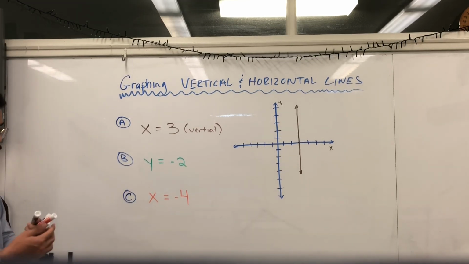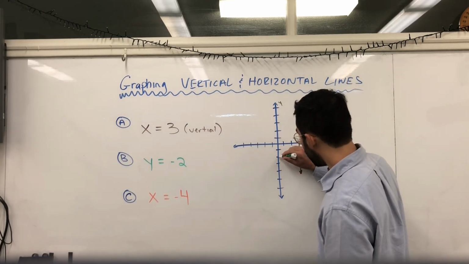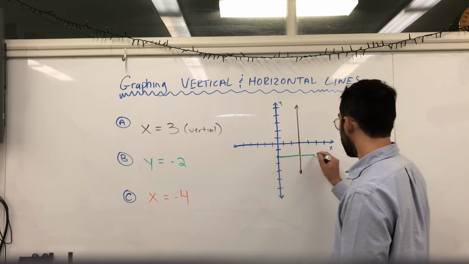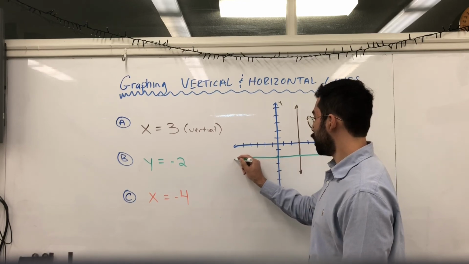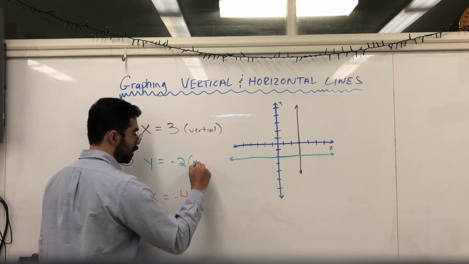Next one, we've got y is equal to negative 2. It's going to cross our y-axis at negative 2. So it's going this way to the right forever and to the left forever. So that's a horizontal line.